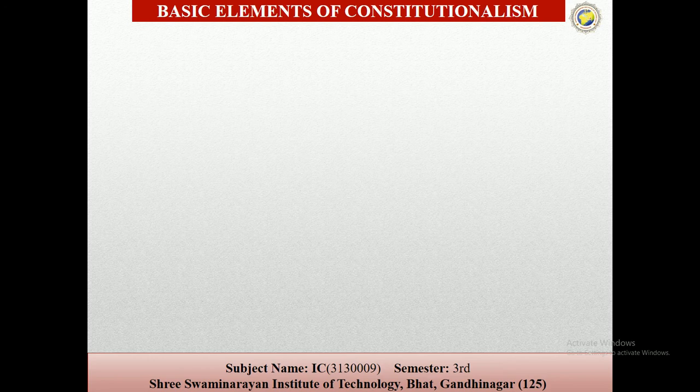So the basic elements of constitutionalism, the first one is popular jurisdiction. So what does popular jurisdiction mean? Popular jurisdiction means that the public is the source of the foundations of government authority and the legitimacy of the government's power is derived from the consent of the public. So in an easy way we can say that the government acquires its mandate from the people.